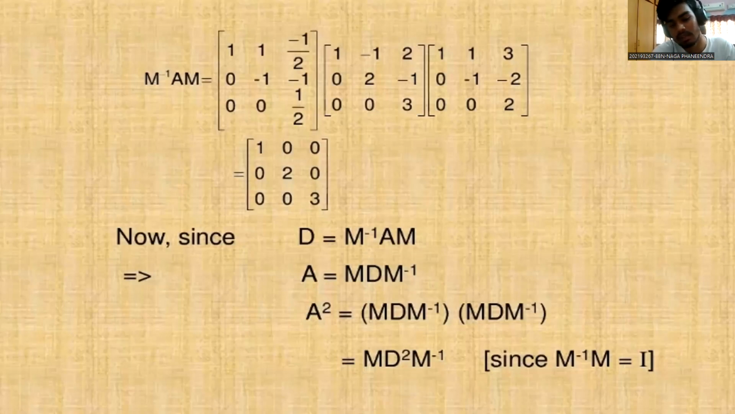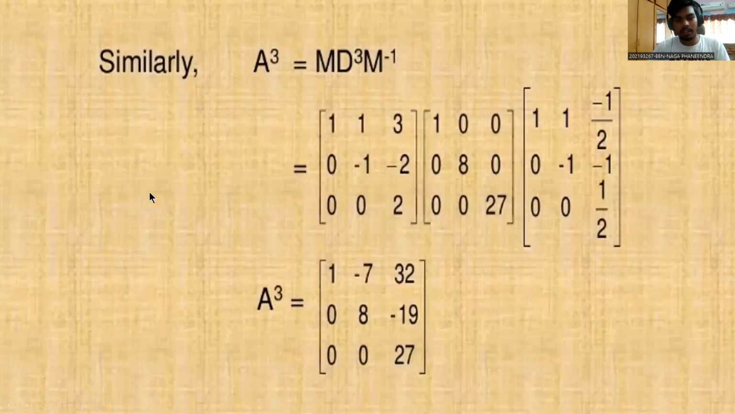Now, since D equals M inverse A M, A equals M D M inverse. So A square is A into A, and A cube is A square into A. If we find A cube, we directly get the diagonalized value cubed, so M D cubed M inverse. Hence, our value of A cube is 1, minus 7, 32, and 0, 8, minus 19, and 0, 0, 27.